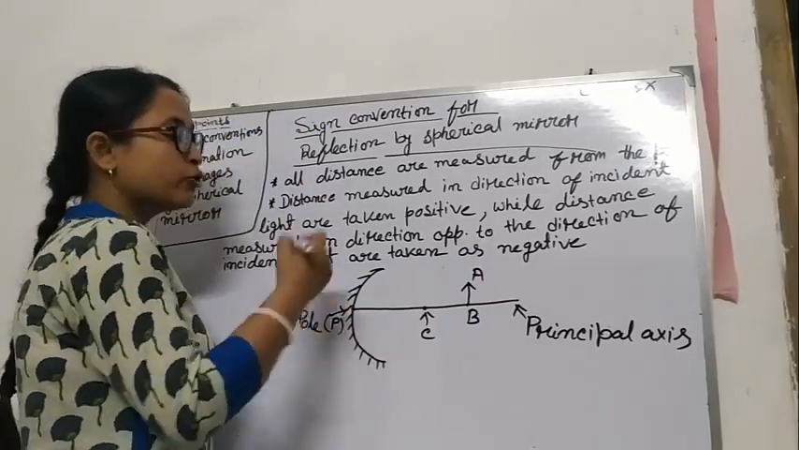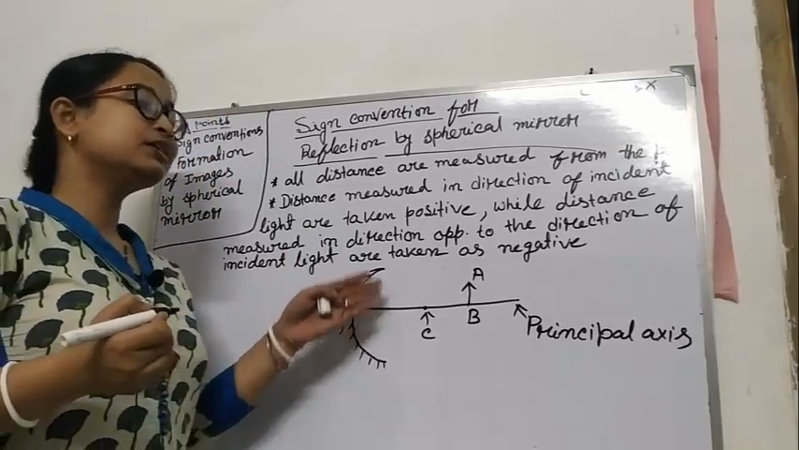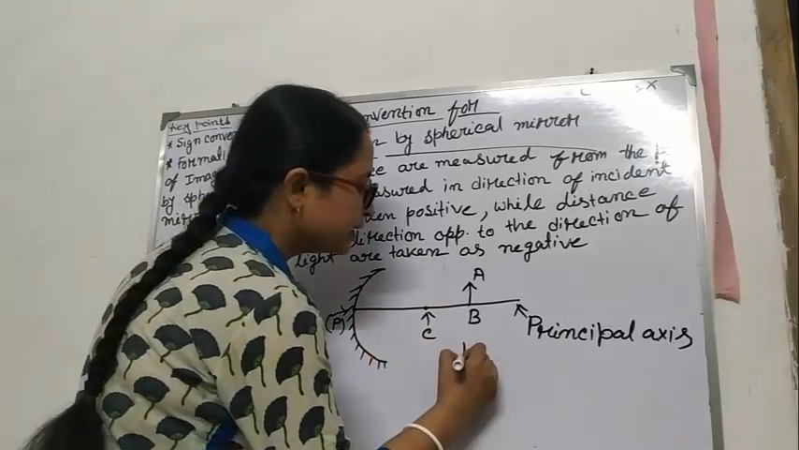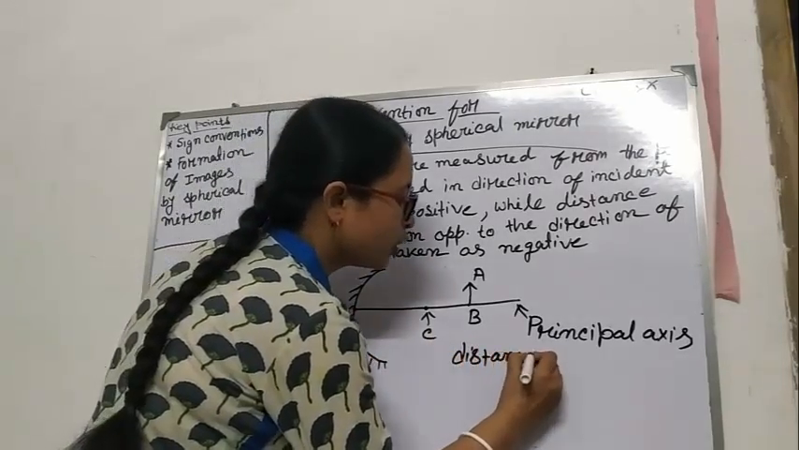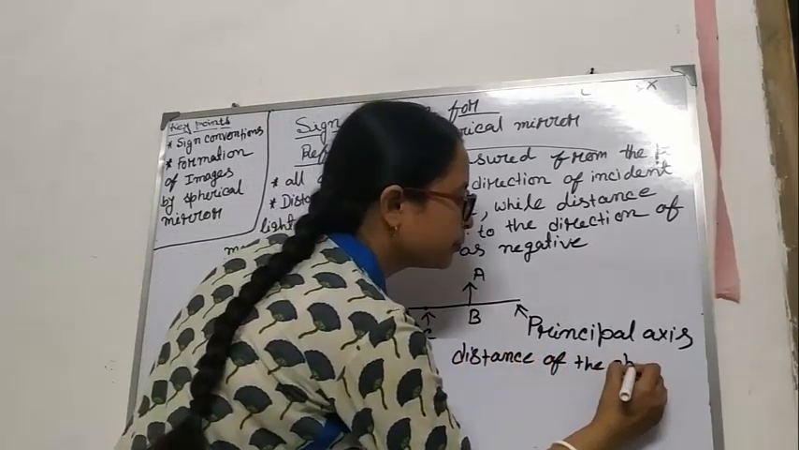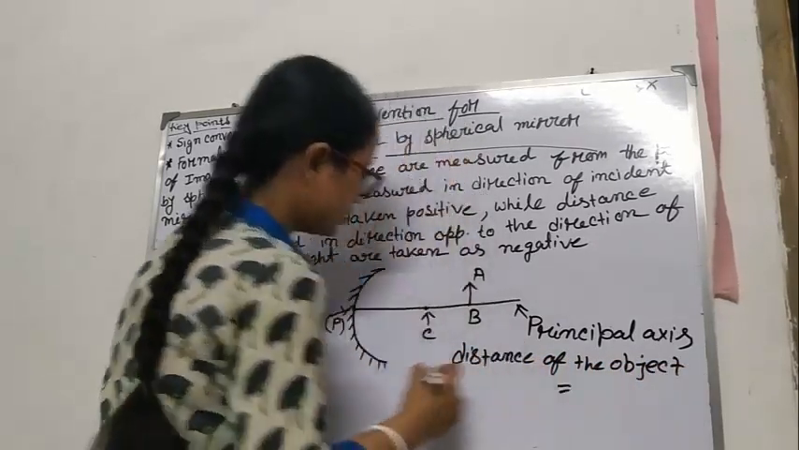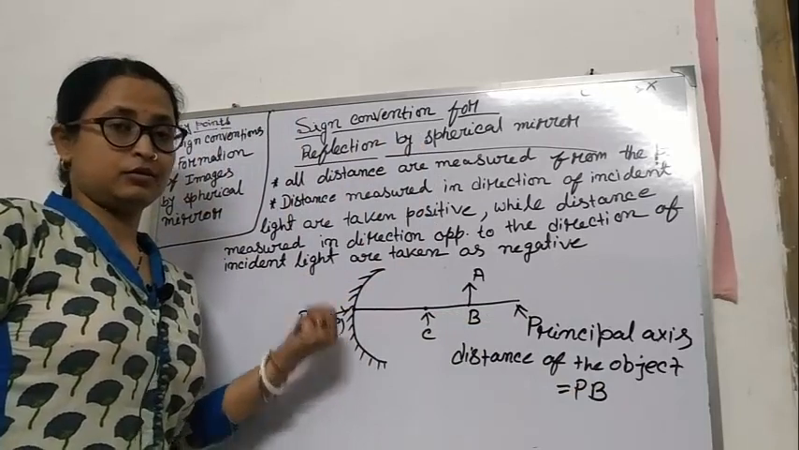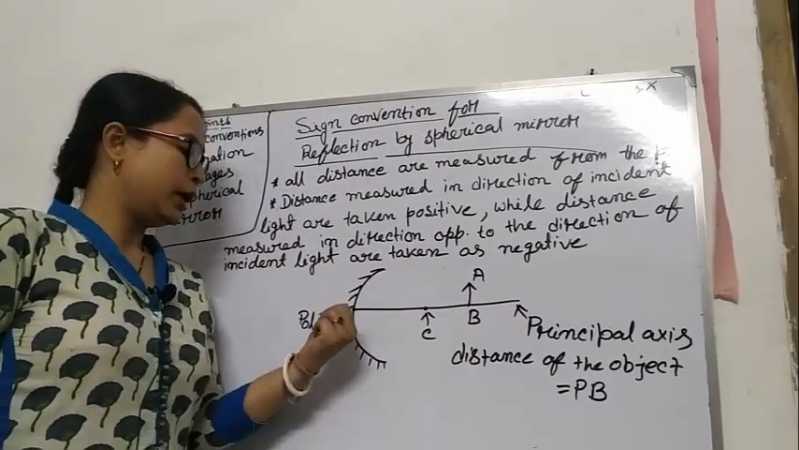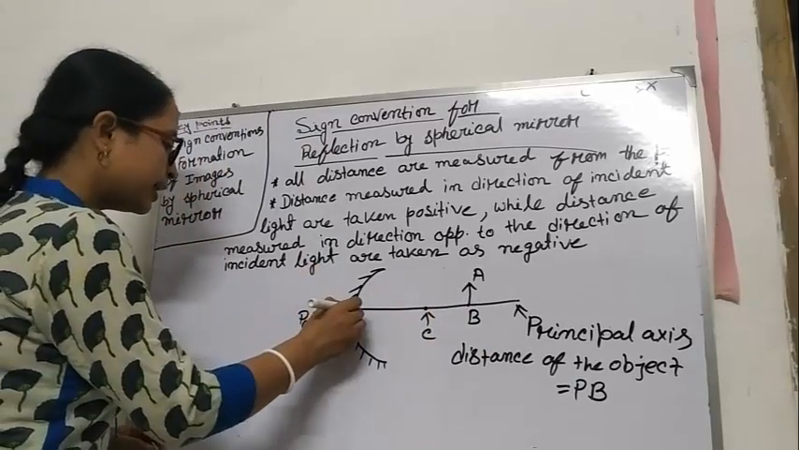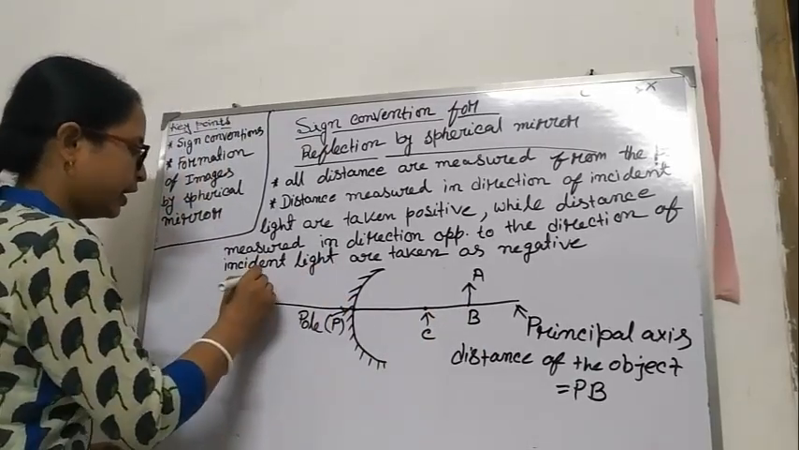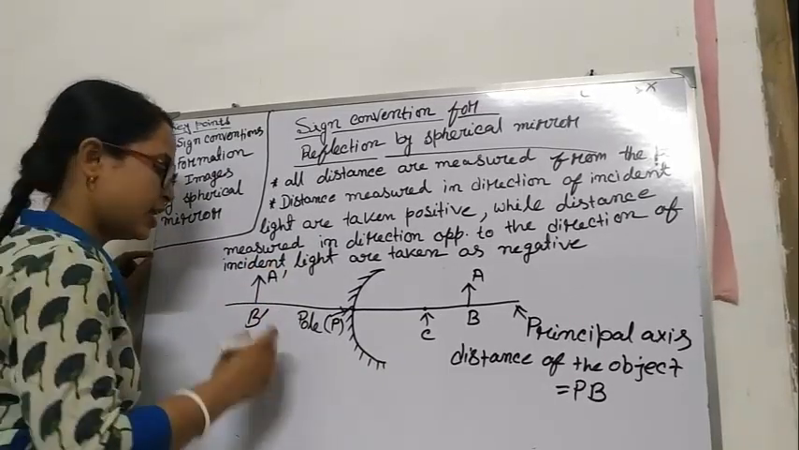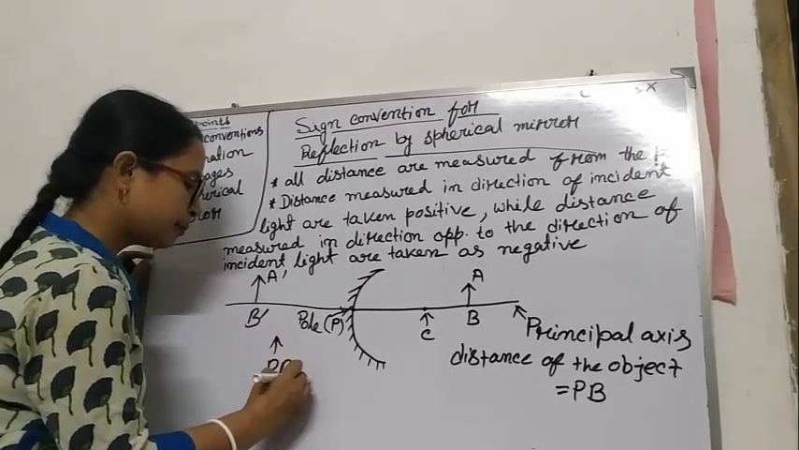This is pole. So how can we measure the distance? If we say what is the distance of the object, you have to write distance of the object is equal to PB. You cannot write BP. Always you have to start from the pole, PB. Clear? Similarly, if the object is placed here, let us consider A dash, B dash, then the distance will be PB dash.